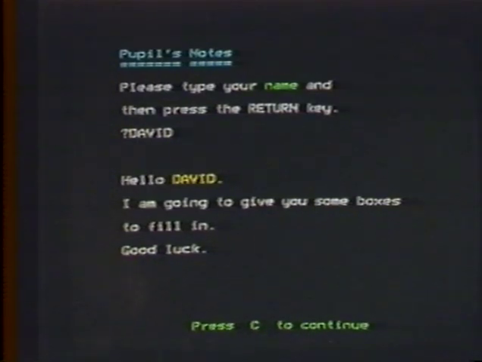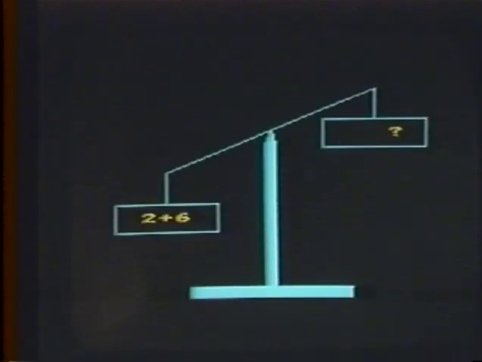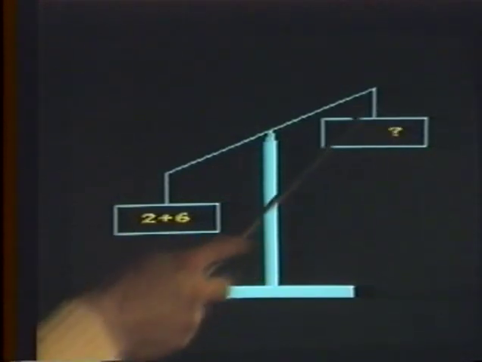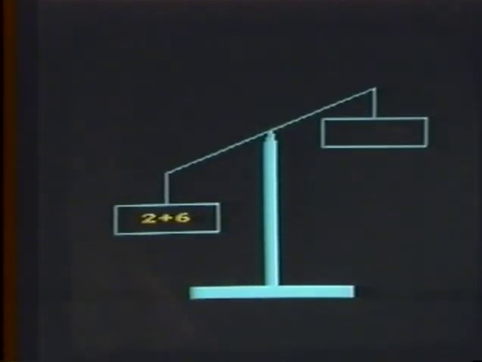An immediate response comes back using the child's name, and the flashing C reminds us how to get on to the next stage. Nice clear presentation. We asked for the question format with two numbers on the left-hand side and the unknown on the right-hand side. Flashing question mark tells us where our answer is going.